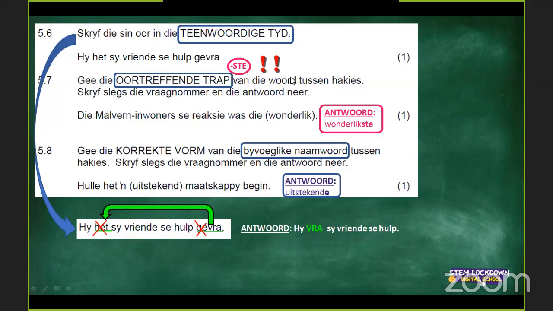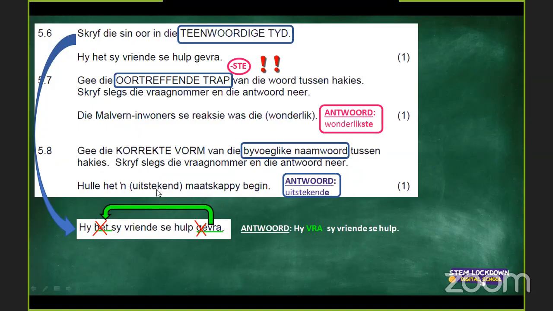Okay, so byvoeglike naamwoord is an adjective, but julle moet daai goedjies maar ken. You need to know the names of your different parts of speech. So it's an adjective. So now we have a look at the sentence. Hulle het 'n uitstekend maatskappy.